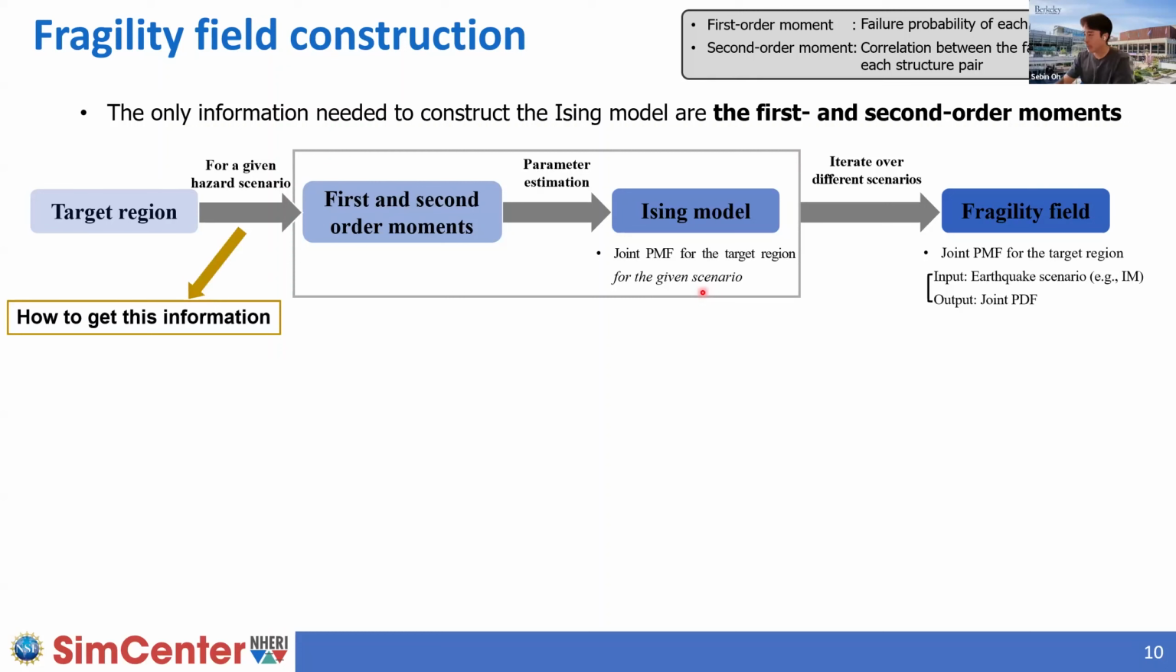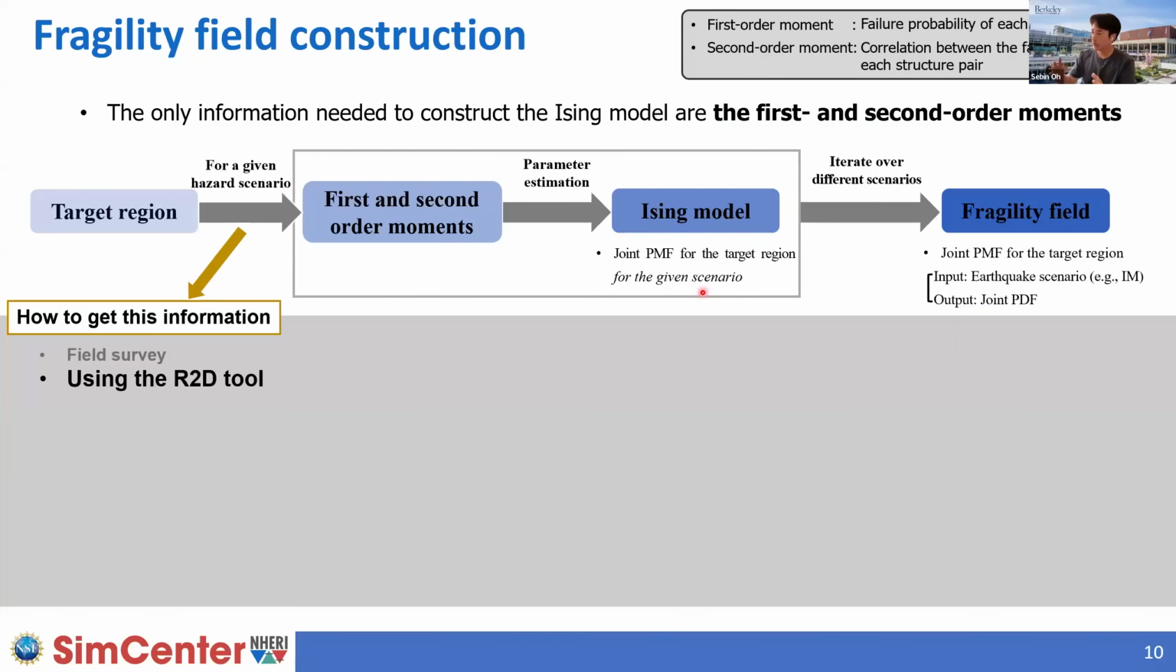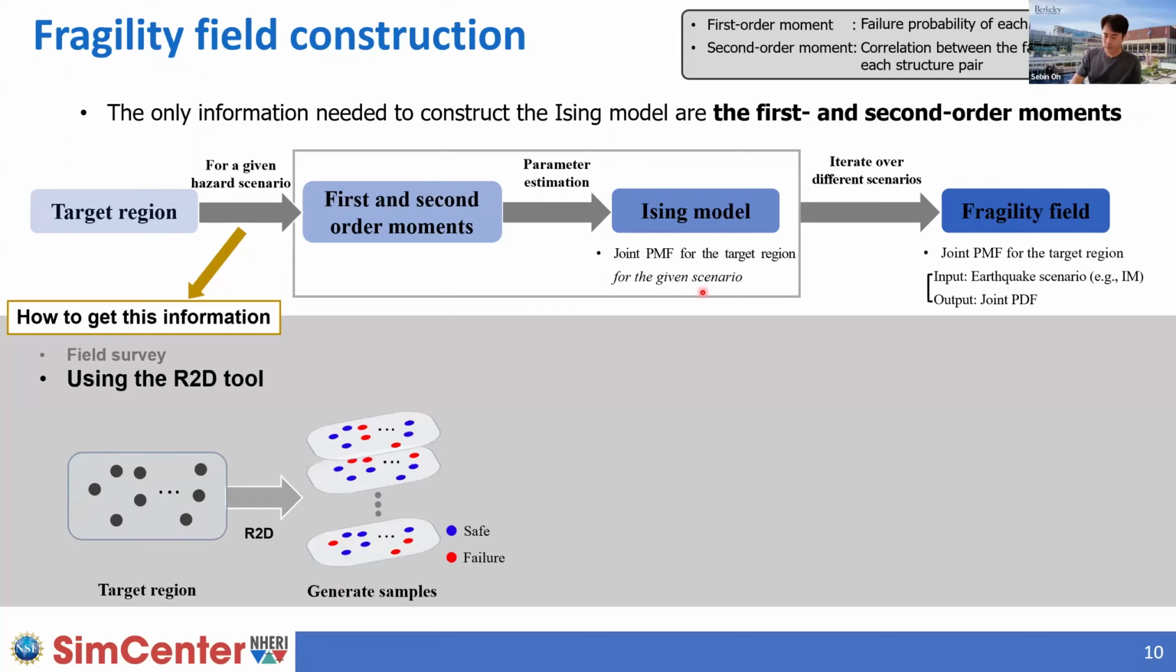Then, how can we get this information about the first and second order moments, which are the only information needed? Well, there are many different ways to get this information, but I'm just going to focus on the use of the R2D tool here. For the target region, you can generate samples using the R2D tool under the given specific earthquake scenario. And I generated 10,000 samples.